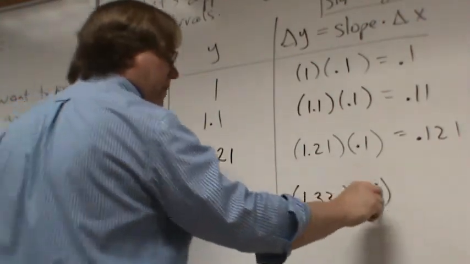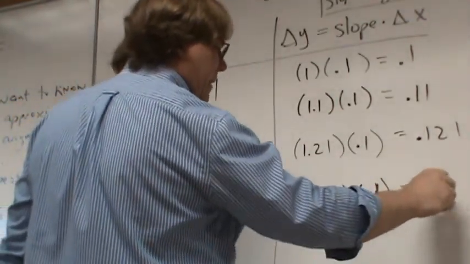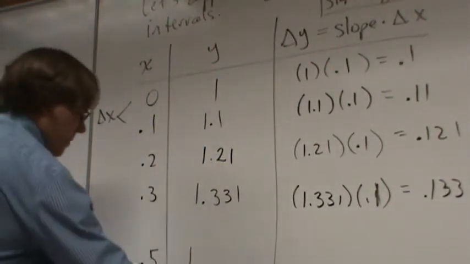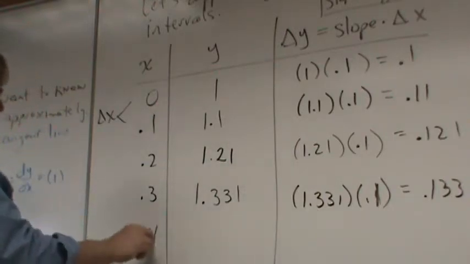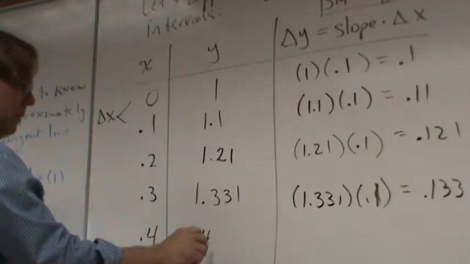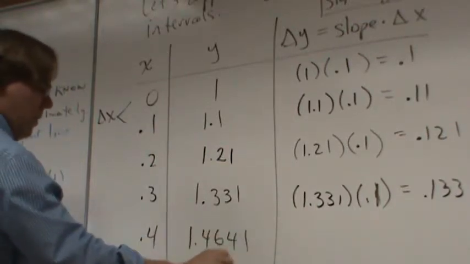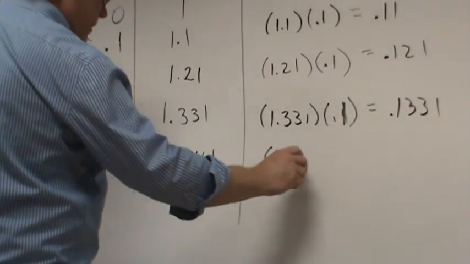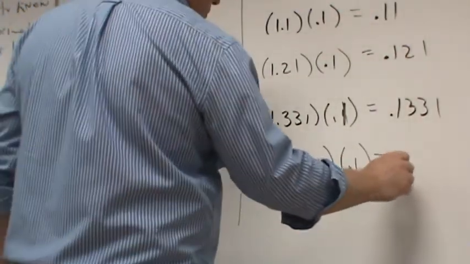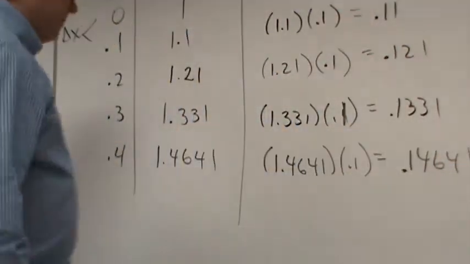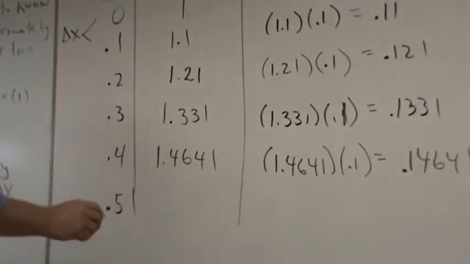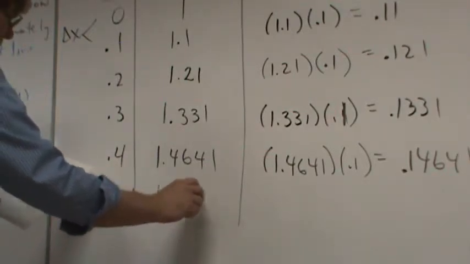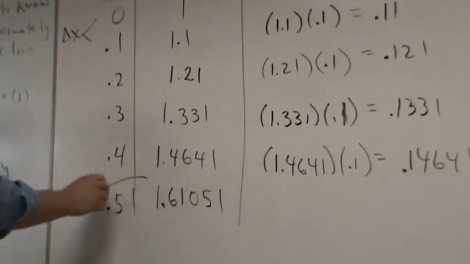By the way, there's no quick way to do this. Well, I mean, there kind of is, but no, not really. So I got one, whoops. I got to go to 0.4 now. So 1.4641. It's looking like the old Pascal's triangle. 1.61051. And there you go.